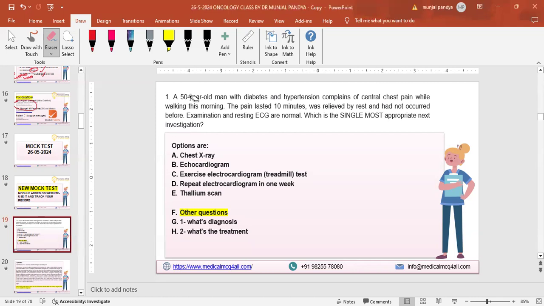First question in front of your screen. A 50-year-old man with diabetes and hypertension complained of central chest pain while walking this morning. The pain lasted 10 minutes, was relieved by rest and has not occurred before. Examination and resting ECG are normal. Which of the following is the most appropriate next investigation? Chest X-ray, exercise ECG test, repeat ECG in 1 week, or thallium scan. What is the diagnosis? What is the treatment? So you think of the answer.